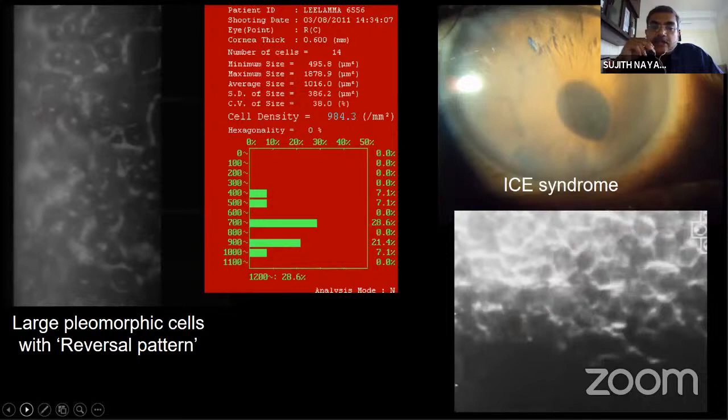Another important syndrome we look at is the ICE syndrome or Chandler syndrome. Here, one important finding is the reversal pattern. Initially we said that the cells appear white and the margins appear black. In Chandler syndrome, the cells appear black and the margins appear white. This classical finding of the reversal pattern is because of the large pleomorphic cells. It is seen in the ICE syndrome or Chandler's syndrome.